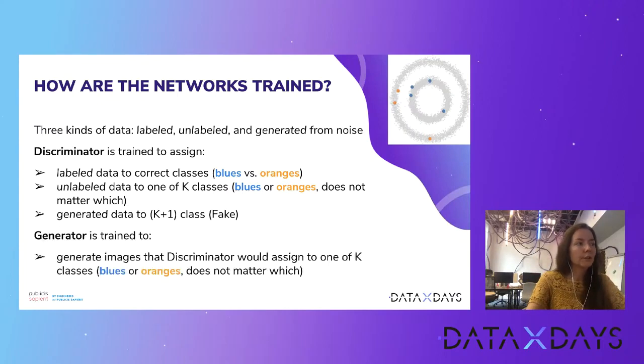And then finally, the generator is again trained to fool the discriminator, and the objective there is to get the generated images to be assigned into one of the k real classes. So again, blues or oranges, but it doesn't matter to us which ones. And the hope, which ends up working out in the end, is that through this process, the discriminator will learn to place the unlabeled data that we have into correct classes, and will also learn how to do it for the data that it has not seen before during training.